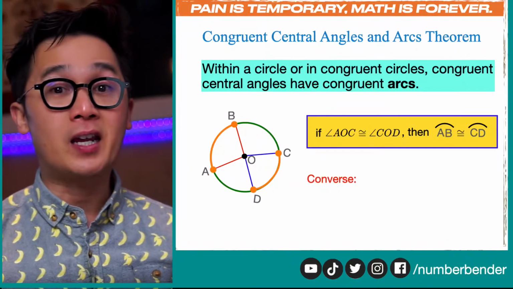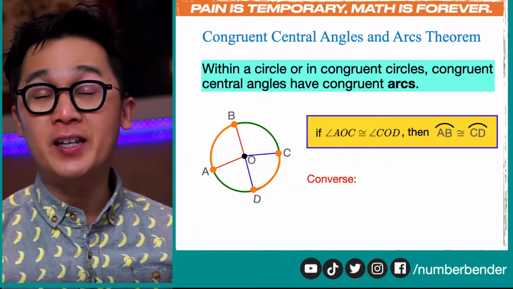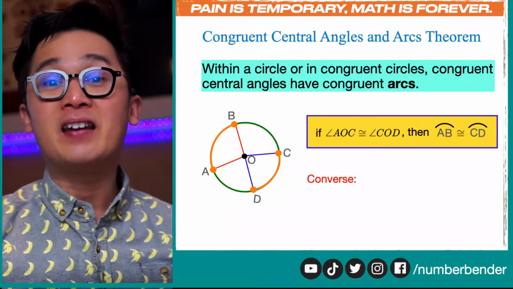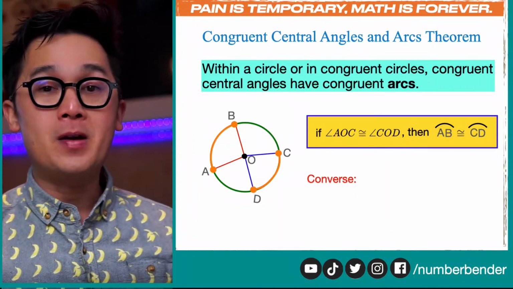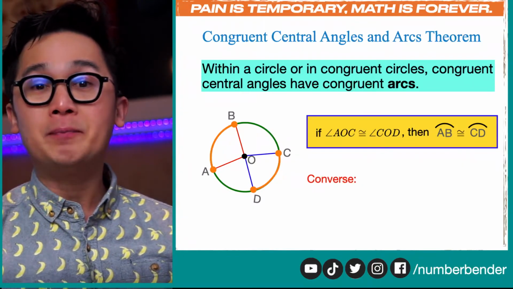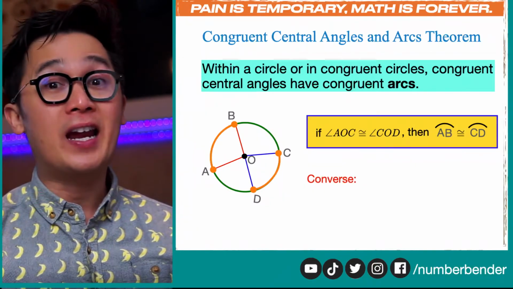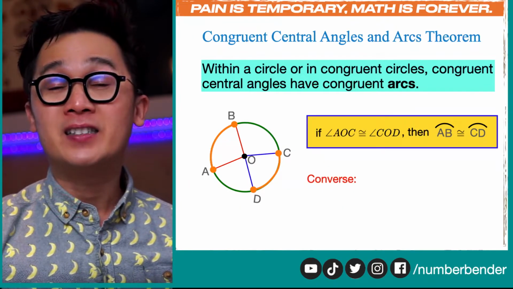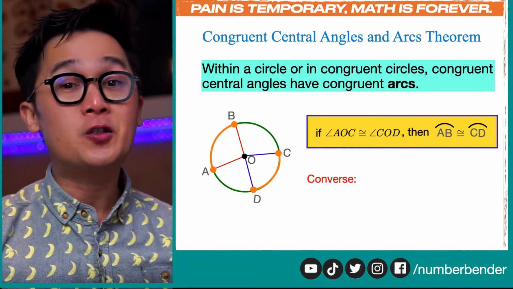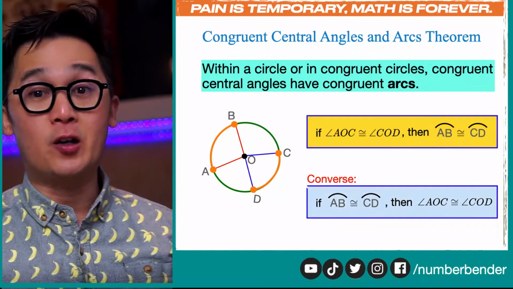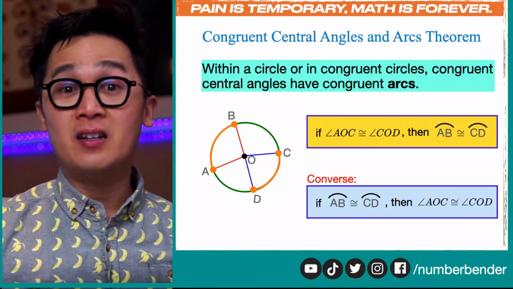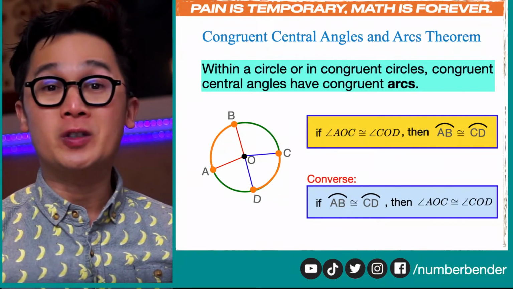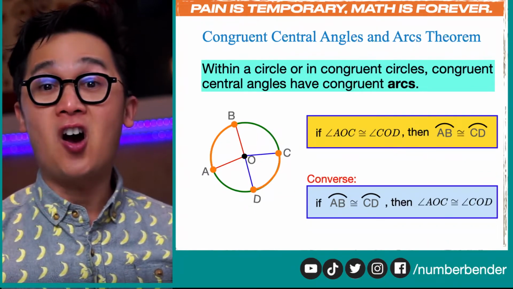If central angle AOB is congruent to central angle COD, then arc AB is congruent to arc CD. And the converse of this theorem holds true as well. So that means if our arc AB is congruent to arc CD, then the central angle AOB is congruent to central angle COD. So that is the first theorem that we are going to be working on in a little while with respect to central angle and its arcs.